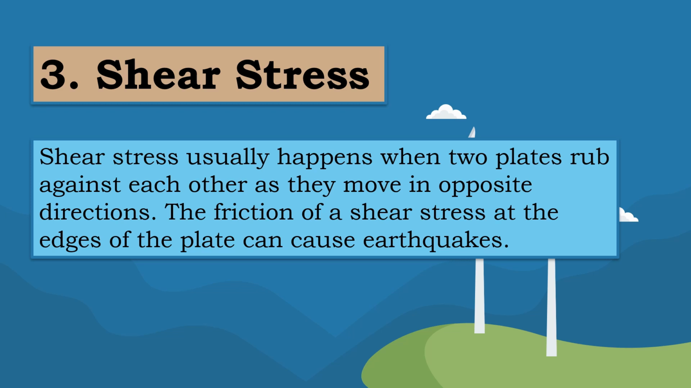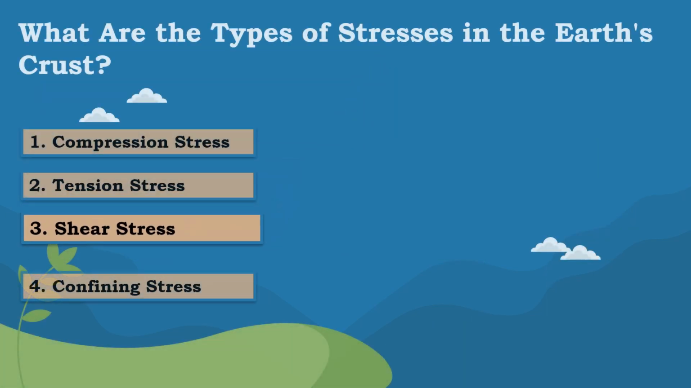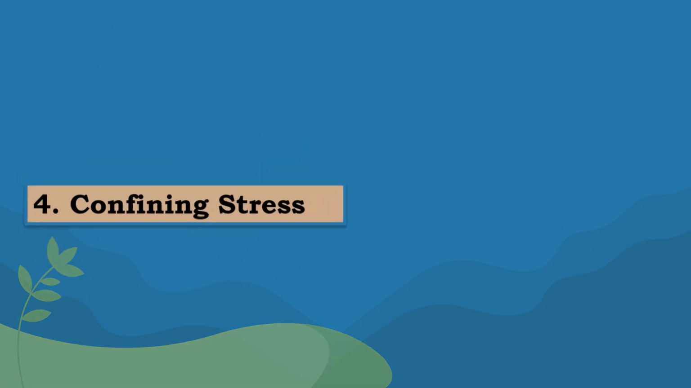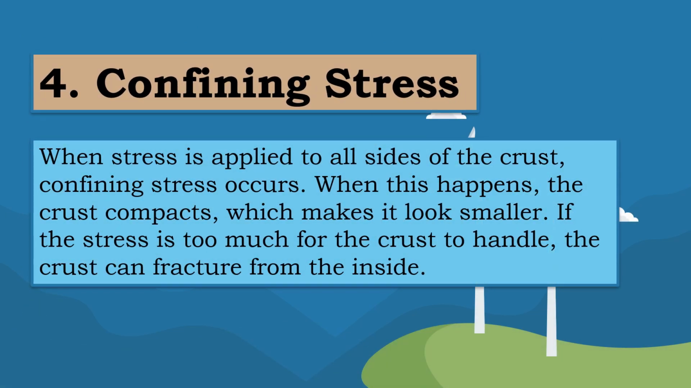And the last one is the confining stress. Last one. Ano ibig sabihin ng confining stress? When stress is applied to all sides of the crust, confining stress occurs. When this happens, the crust compacts, which makes it look smaller. If the stress is too much for the crust to handle, the crust can fracture from the inside.